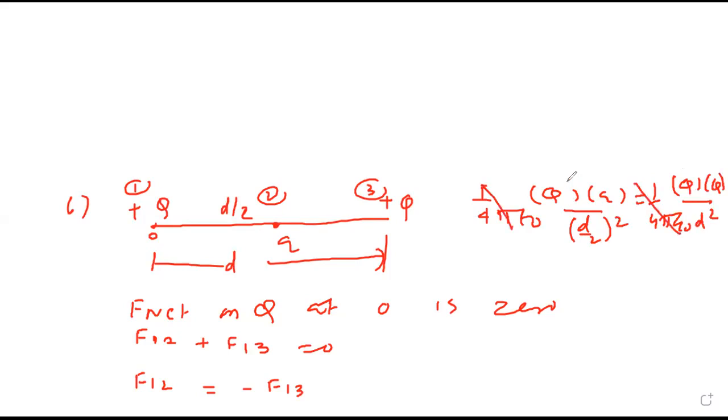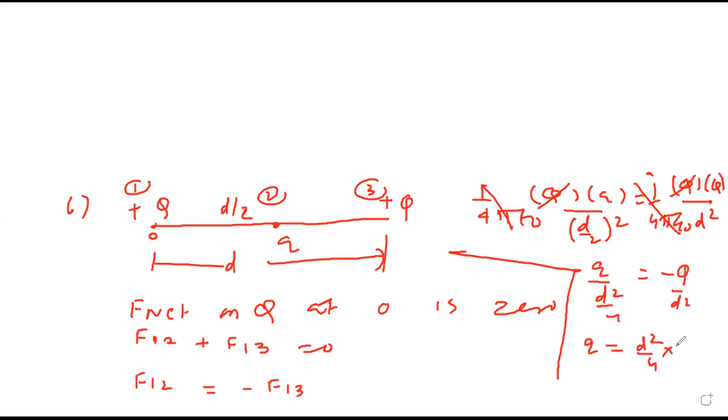1 by 4 pi epsilon, one q you can cancel. So q upon d square by 4 is minus of q upon d square. So this will become q equals d square by 4 into minus q upon d square. D square cancels. So small q should be minus q by 4. Minus q by 4, option.